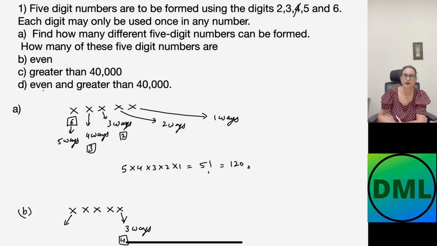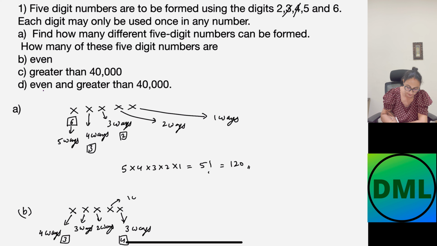I have to fill this place. How many numbers do I have? I have 1, 2, 3, 4 numbers. This place can be filled in 4 ways. Let's suppose you filled 3 here. So 3 is gone. Similarly, for this place I have 1, 2, 3 numbers, so it can be filled in 3 ways. The next place can be filled in 2 ways, and the last place can be filled in 1 way.